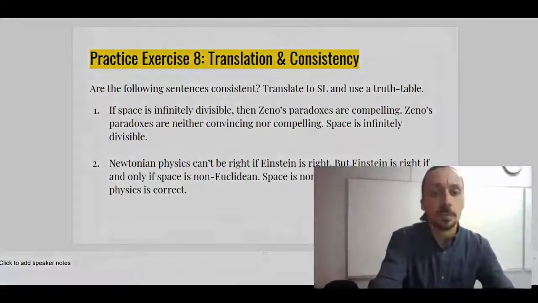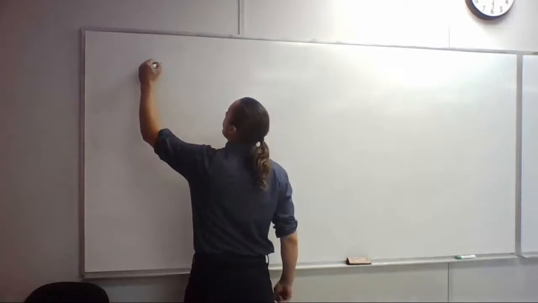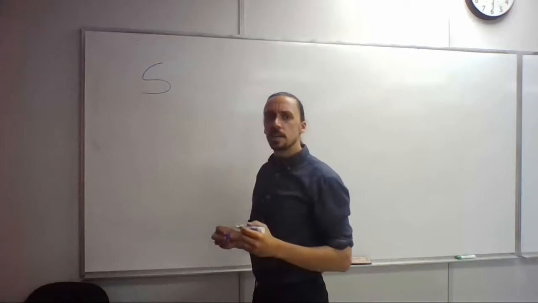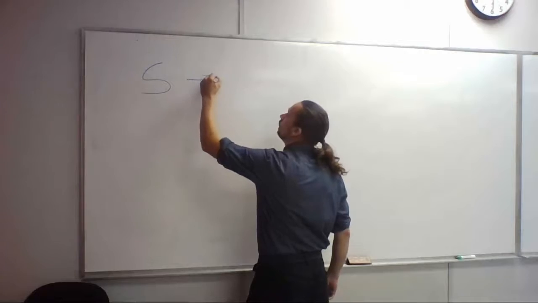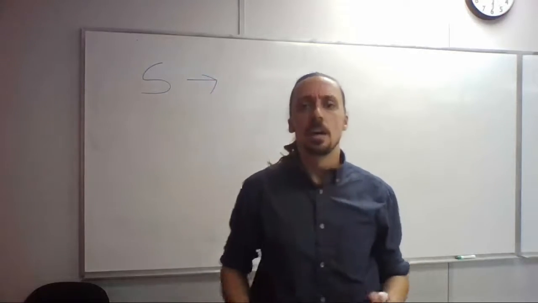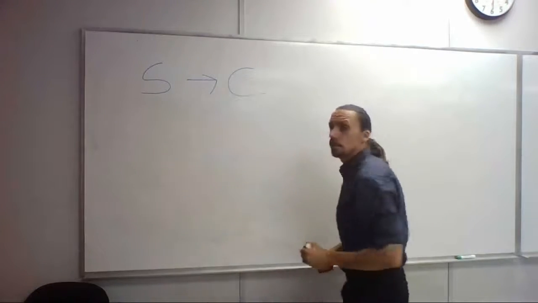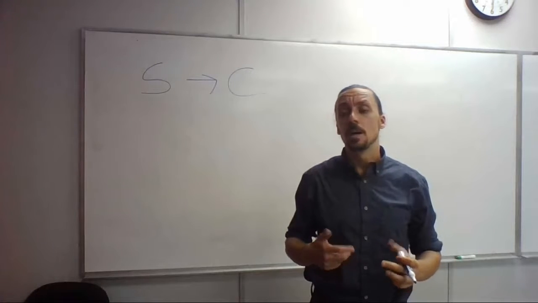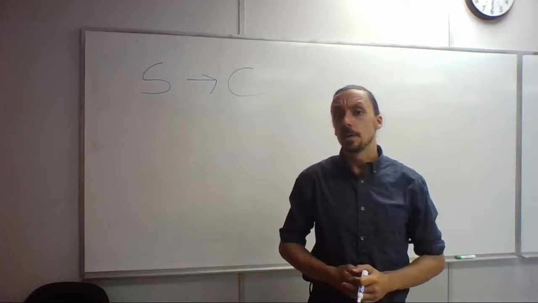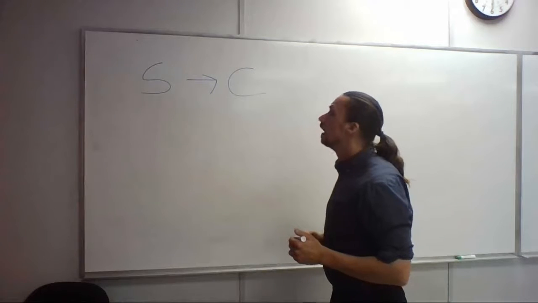So why don't we have a look at that argument? Let's start with the first premise. If space is infinitely divisible, let's use S. Then Zeno's paradoxes are compelling. So why don't we just use C? Now, I tried to trick you by using convincing and compelling, which both start with C, so you might be tempted to translate it in a weird way. But actually, we should consider them as two separate atomic statements.